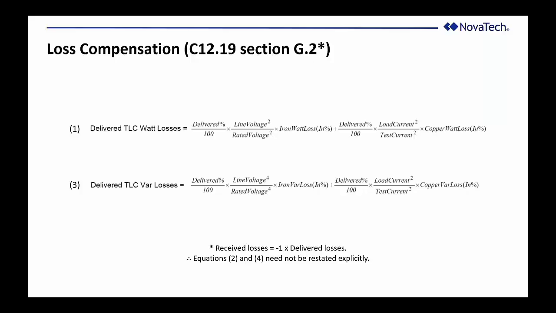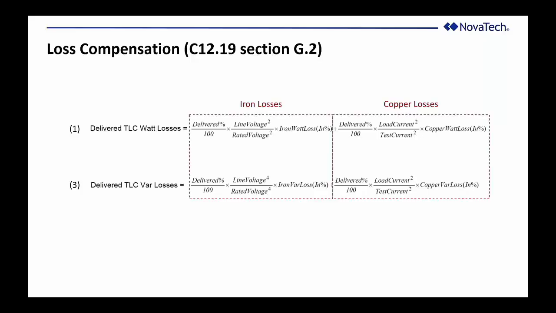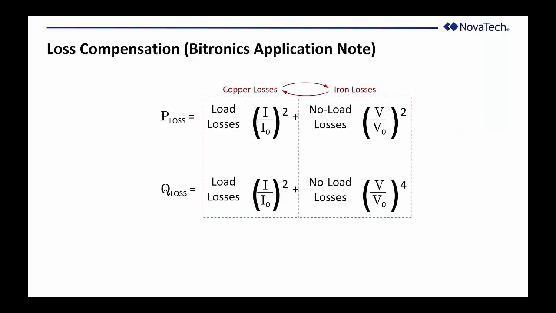Now, the way I express this in my own application note is to show it as an equation where the load losses times the measured current divided by the maximum current squared, plus the iron losses, which is the no load losses times the voltage measured over the reference voltage squared, equals the watt losses, the total watt losses.